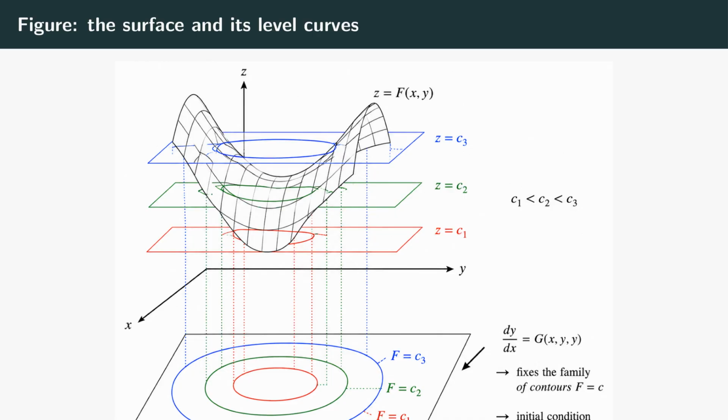The differential equation only pins down the family of contours, the entire stack of them. To select a single solution, you need one more piece of information, an initial condition, which is the same as saying which particular height c your solution sits at. Solving an exact equation is really just identifying the surface and reading off its contour lines.